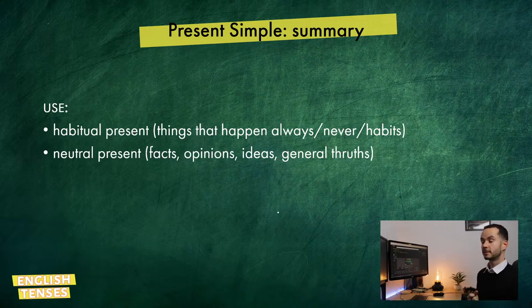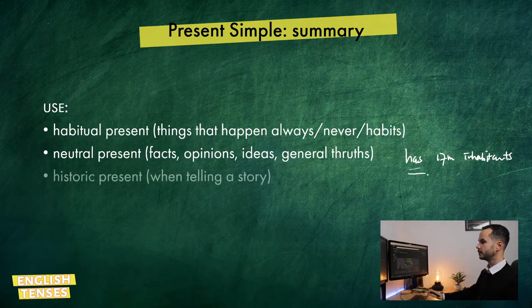We mentioned facts like the Netherlands has 17 million inhabitants, which is a fact. We also use present simple, right? The Netherlands has, so, has 17 million inhabitants. When we talk about the historic present, which is basically when we tell a story, we also use present simple.